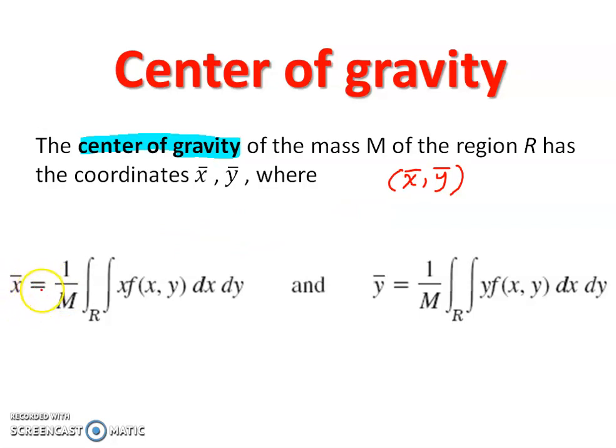x bar is given by the rule 1 over the mass times the double integral of x times the function f(x,y) dx dy, and y bar is the same rule, but we multiply with y here, and x in the x bar.